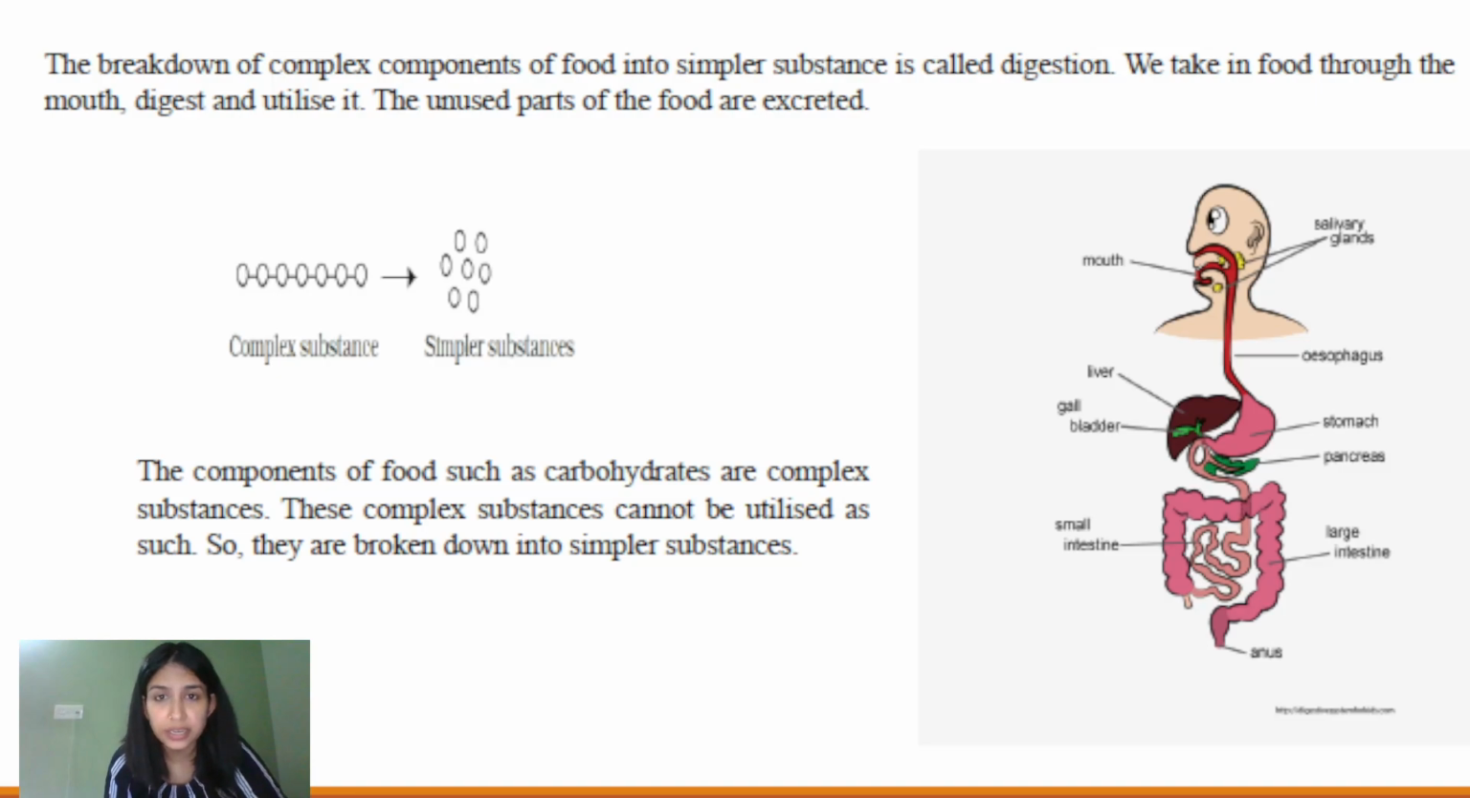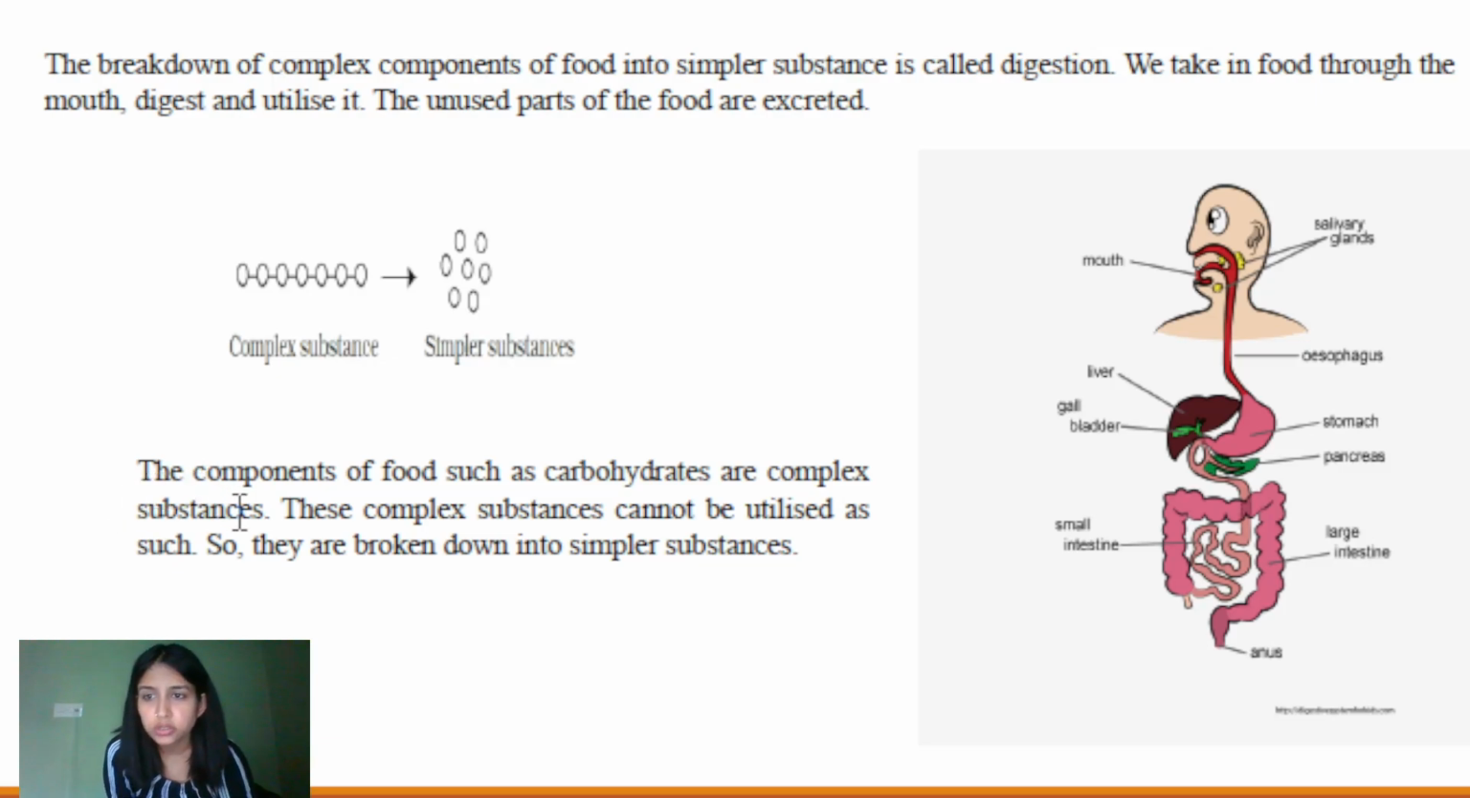So we take the food through the mouth and then we digest it and utilize it by breaking it into parts, and the unused part of the food is excreted out from the anus part of the digestive system. We can see in this picture as well that there is a complex structure that is joined, and it is broken down into parts. So we can see some substances being broken down into smaller substances, and after that they will be digested and utilized by our body, with the help of certain enzymes that we'll be discussing later on. Then the unused part of the food is excreted out.